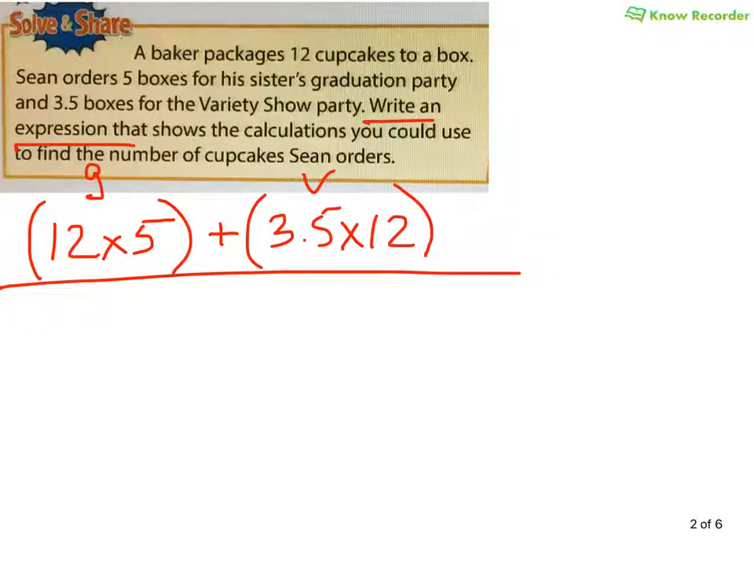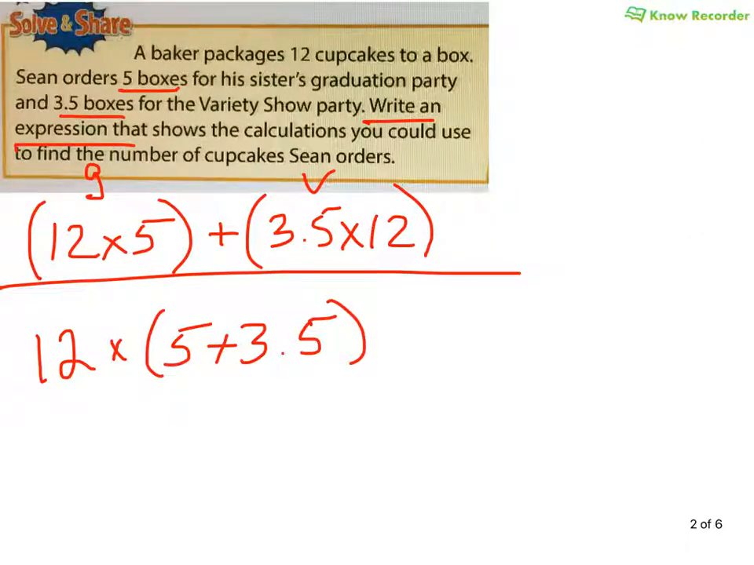But another way we could have solved this was to combine similar things. What's similar? How about the boxes? How many cupcakes are in a box? 12. Isn't it safe to say then that if there's 12 cupcakes in every box, I could add up how many boxes I have and then multiply it by the 12 cupcakes? And the answer is sure.